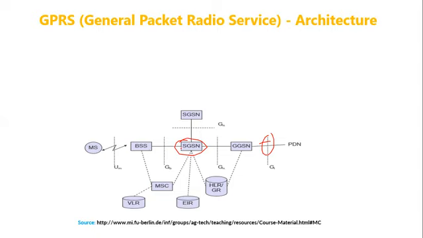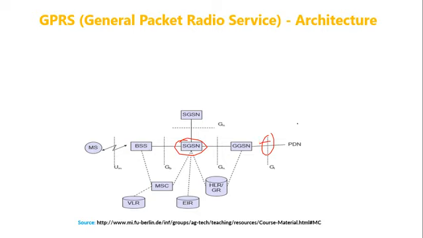GGSN and SGSN can be compared with home and foreign agents. The GGSN can be treated as a home agent, and the SGSN as a foreign agent. The packet data is transmitted from a PDN, public data network, via the GGSN, then passes through the SGSN, then goes to the BSS, and finally to the particular mobile station. So this is the path.